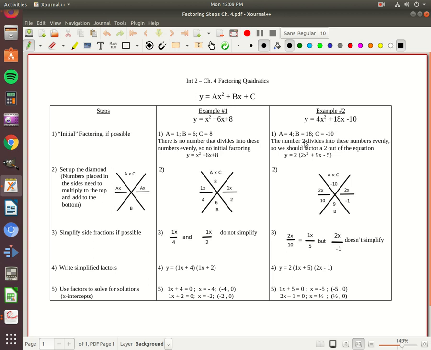You can see over here, I'm not going to talk about this problem, but it was 4, 18, and 10. So I could have taken a 2 out, and I factored out the 2. So we'll talk about example 2 later as our problems get more problematic. But for right now, we're going to start with the simple one.